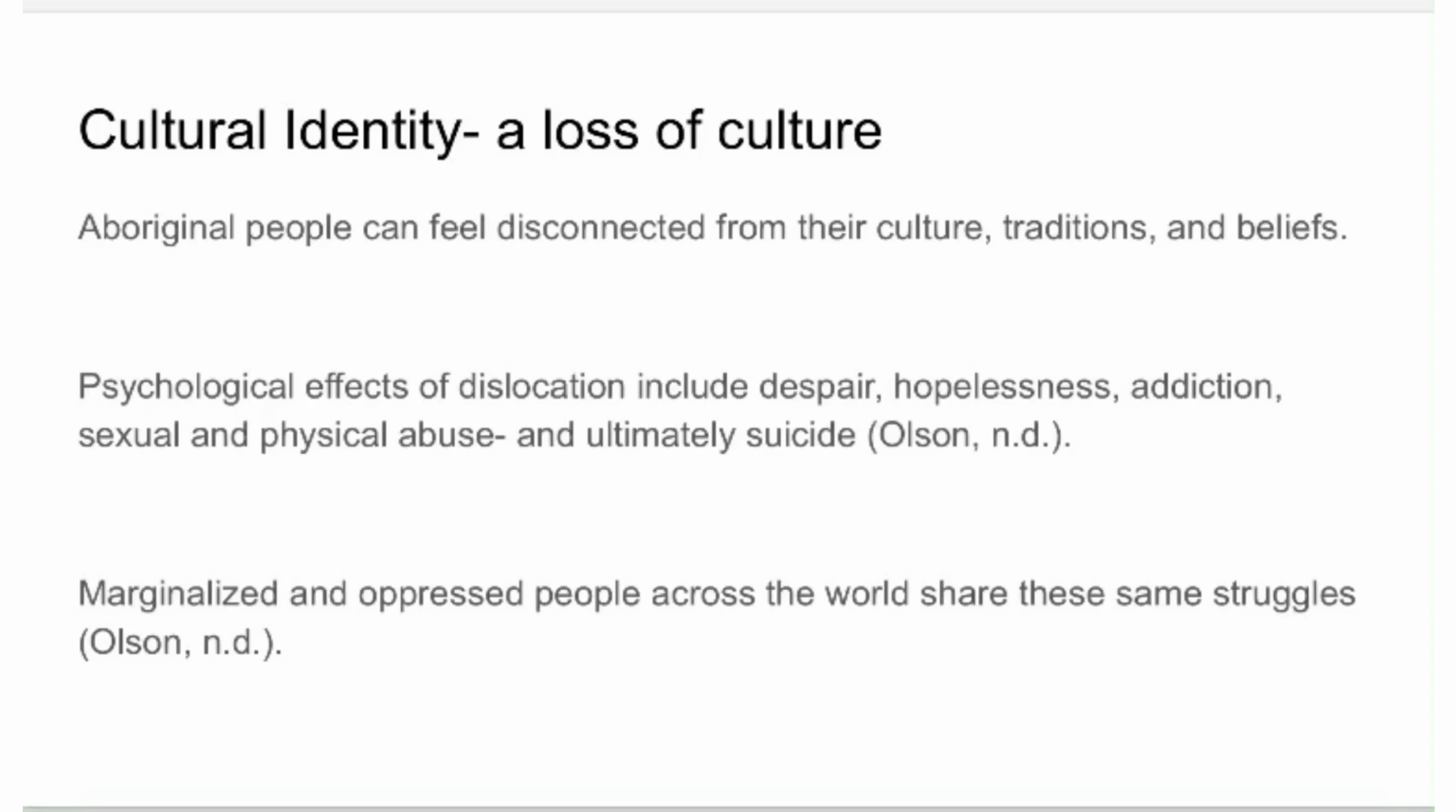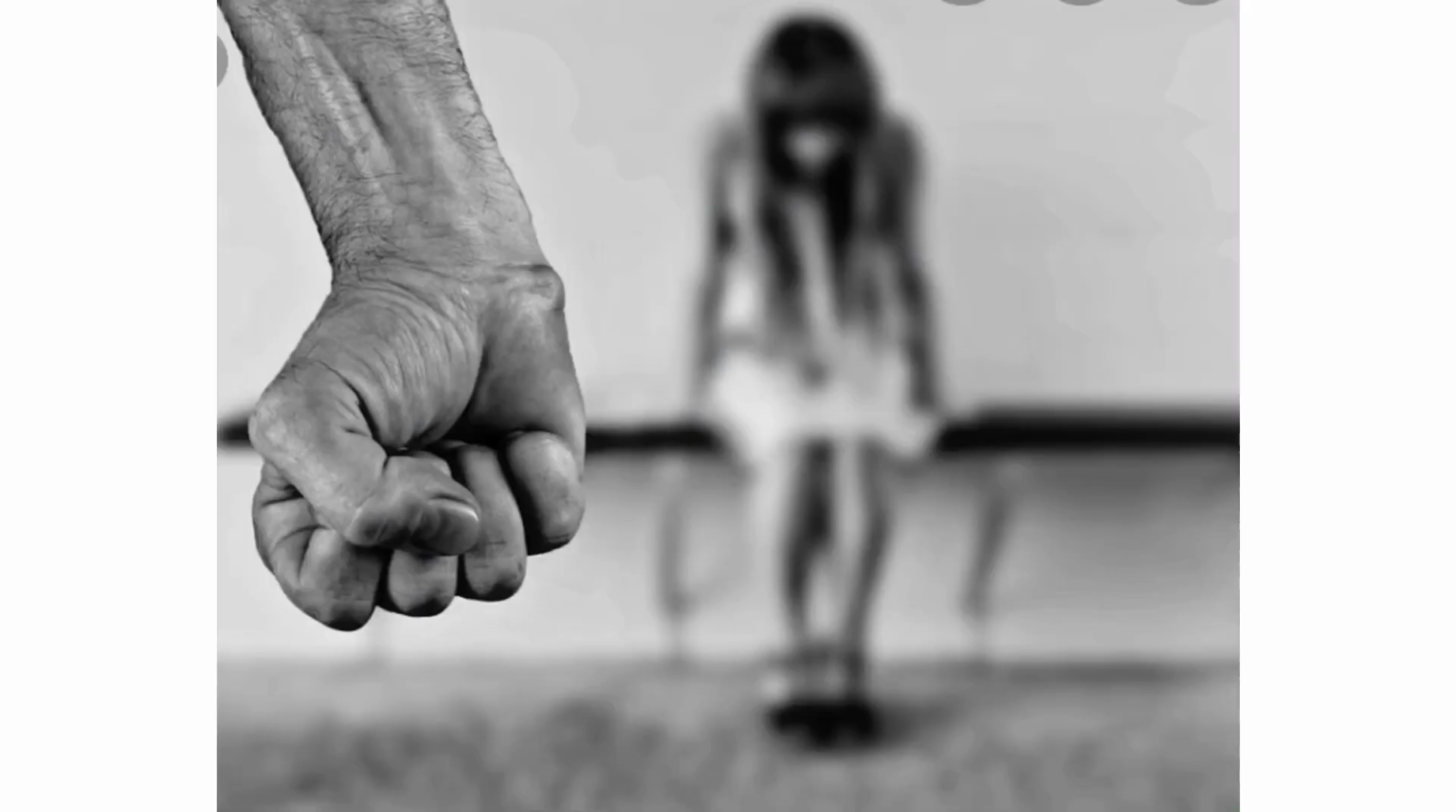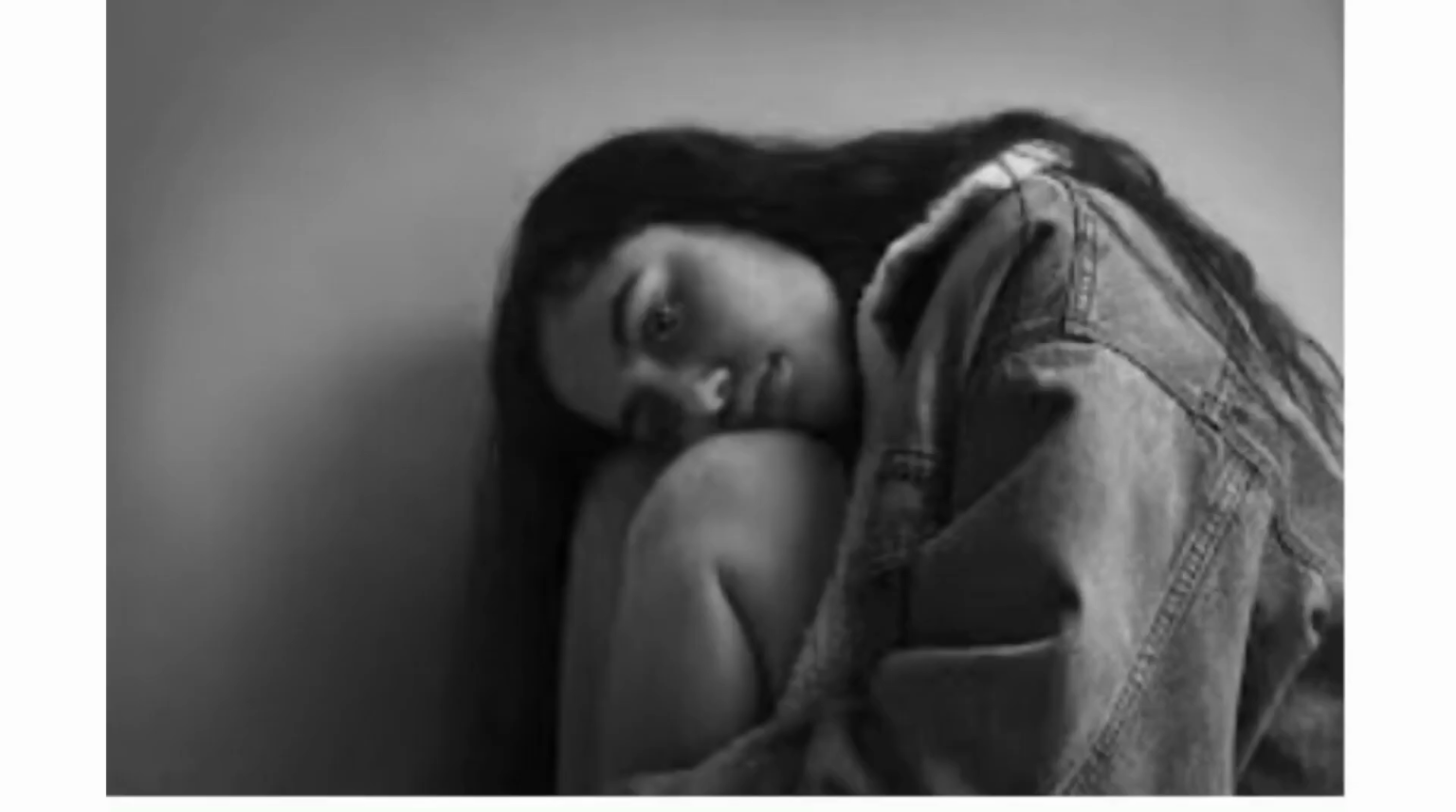Aboriginal people can feel disconnected from their culture, traditions, and beliefs. Psychological effects of dislocation include despair, hopelessness, addiction, sexual and physical abuse, and ultimately suicide. Marginalized and oppressed people across the world share these same struggles.